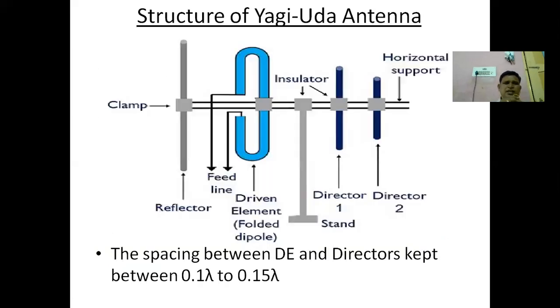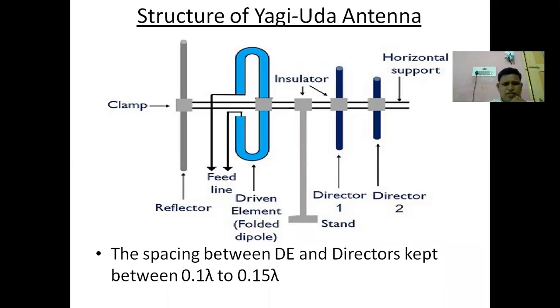Now the structure of Yagi-Uda antenna. How is the Yagi-Uda antenna arranged? Earlier we have seen that the 3 elements are placed parallel and close to each other. Here you see there is one supporting rod. To that rod, by using these clamps, we arrange the antenna elements. What are the three main basic components of the Yagi-Uda antenna? One reflector, one driving element, and two or more director elements.